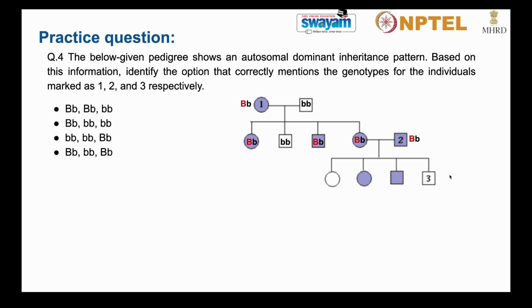Because here also two offsprings are unaffected. As it is autosomal dominant, it would never have both alleles as dominant, because if both alleles were dominant, then all the offsprings would show the disease. So in this way, it would have the genotype capital B, small b. Similarly, the 3, which is unaffected, will have the genotype small b, small b.